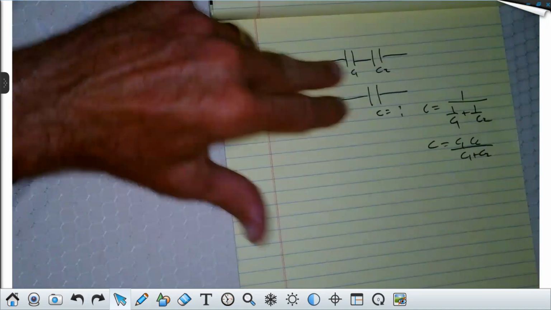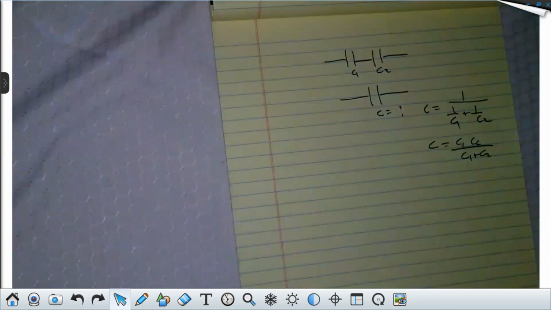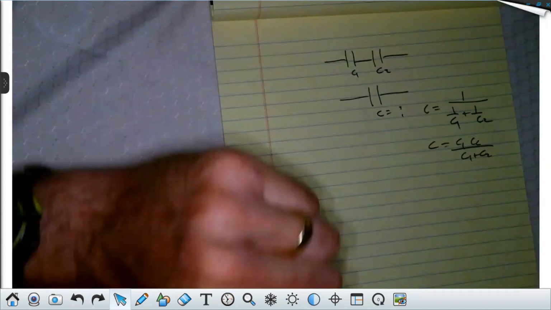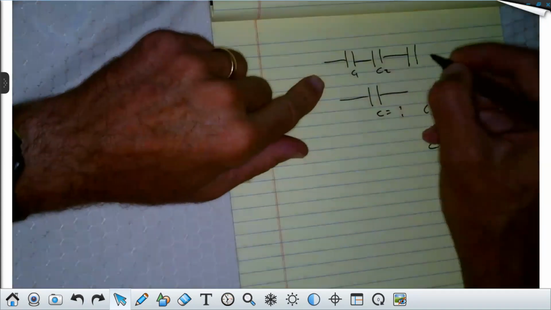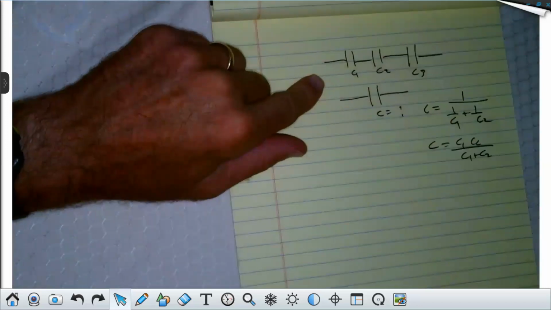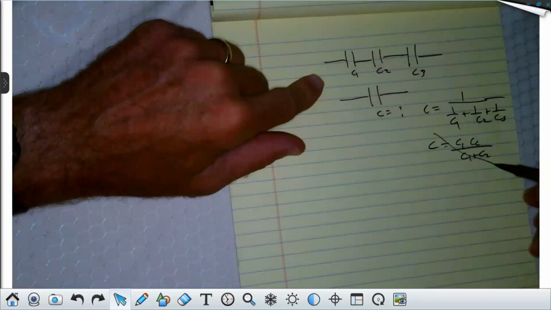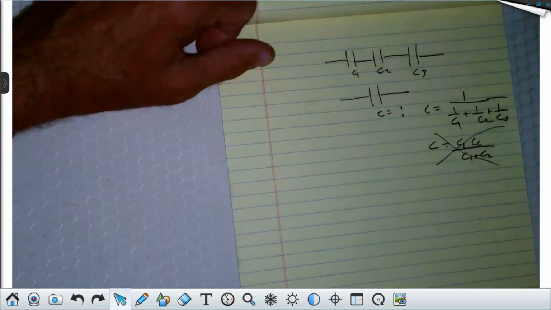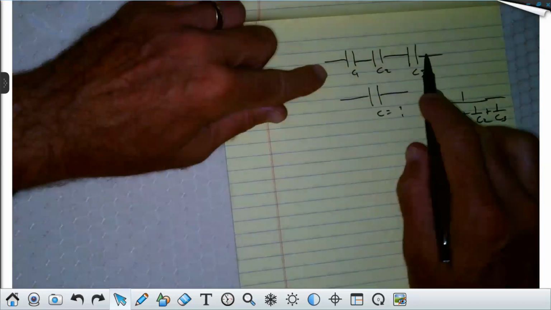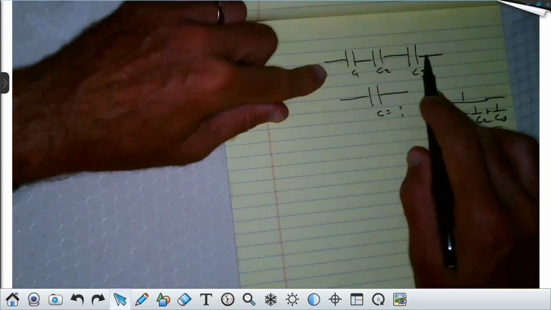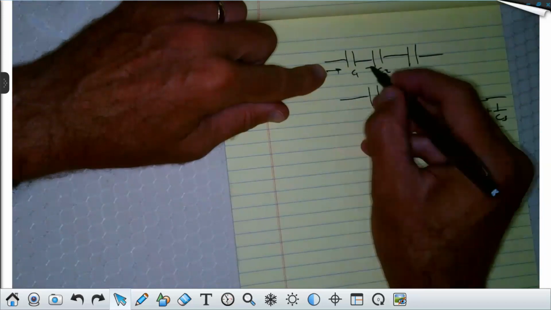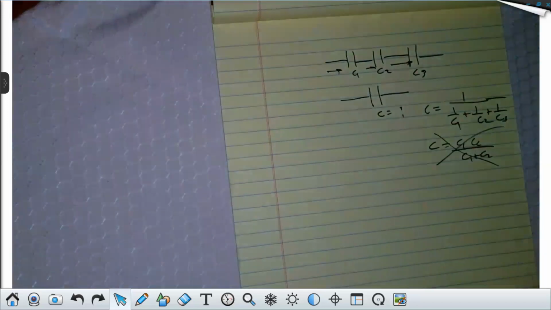How many remember that from circuits? Capacitors in series add like resistors in parallel. If you had another one, it would be just plus 1 over C3, correct? And then you forget about that. You agree, class? Now, in series, there's one thing for sure, that the current through each one of those capacitors would be the same. Agreed? If they're in series, not the voltage.